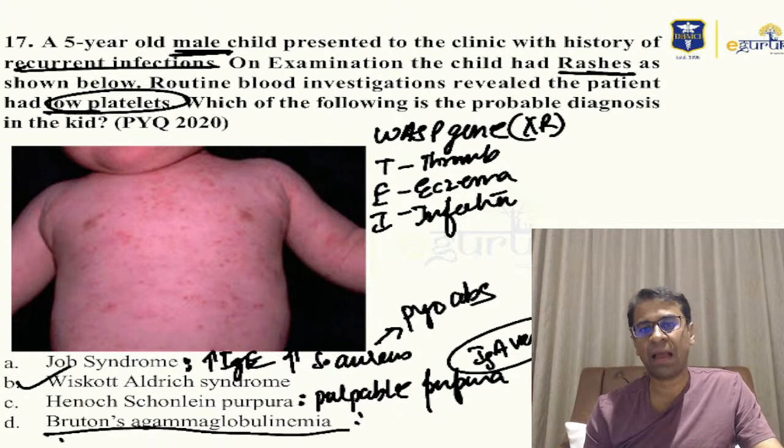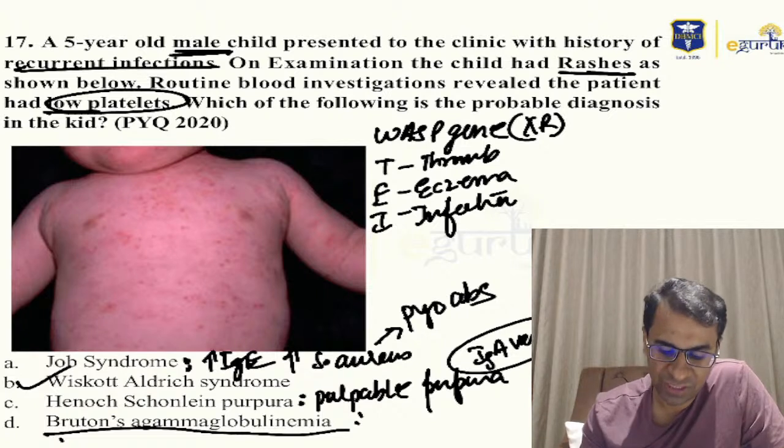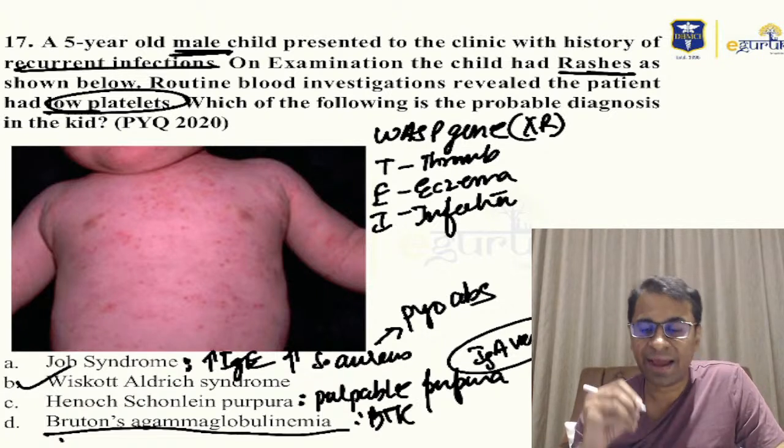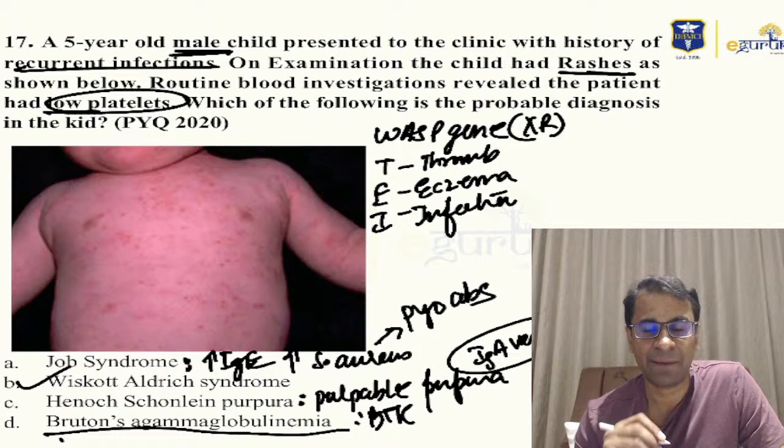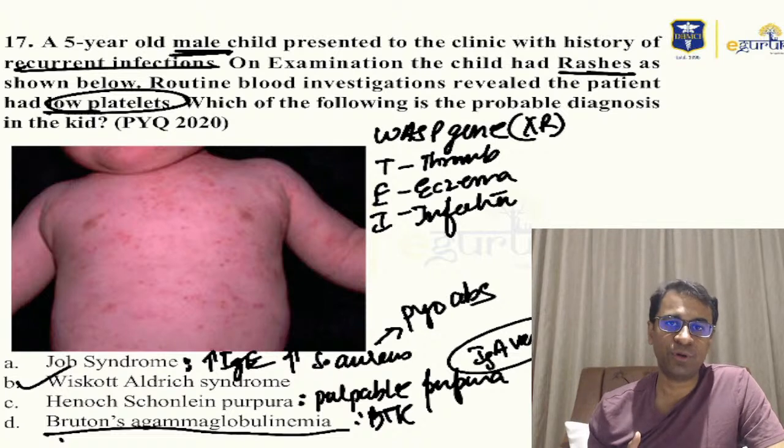In Bruton's agammaglobulinemia, what happens? It's an X-linked agammaglobulinemia where the gene is a BTK gene defect, and because of the BTK gene defect, what happens? The B cells are not able to get produced.